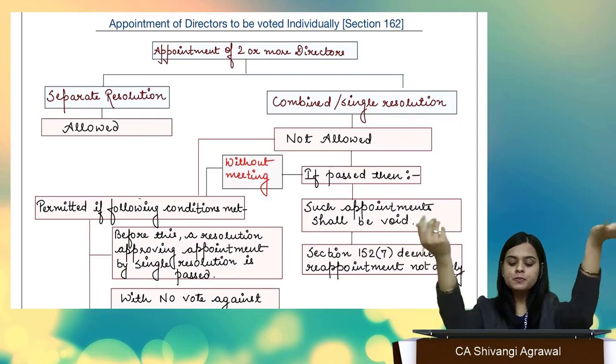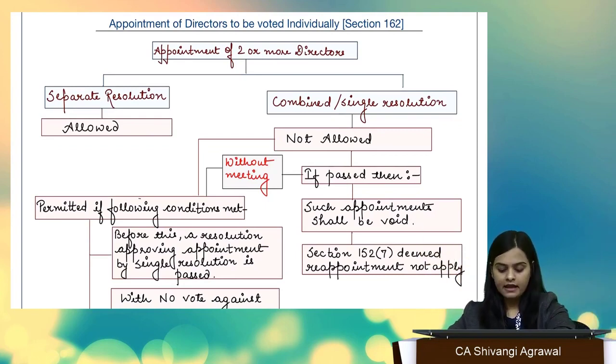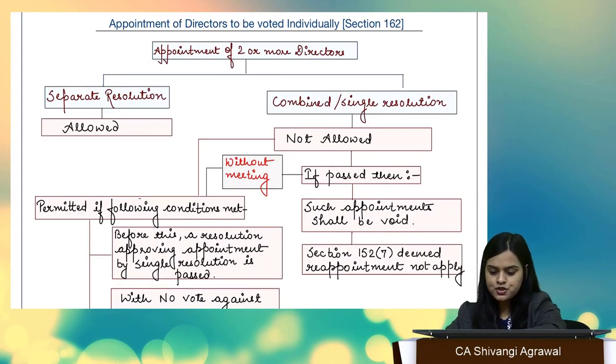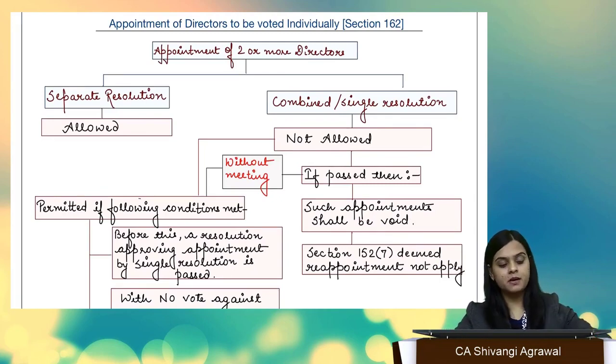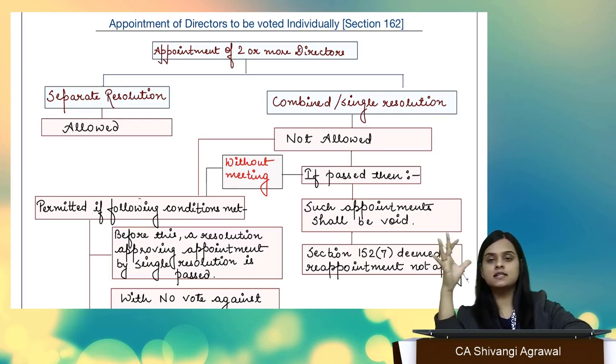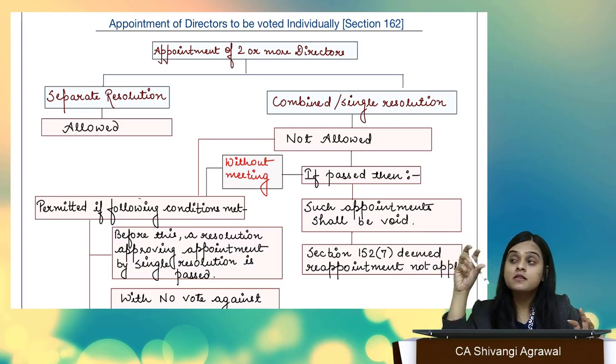Now, section 162. Appointment of directors to be voted individually. This section does not apply to a private company. What does this section tell us? It tells us that appointment of two or more directors cannot happen by a single resolution.